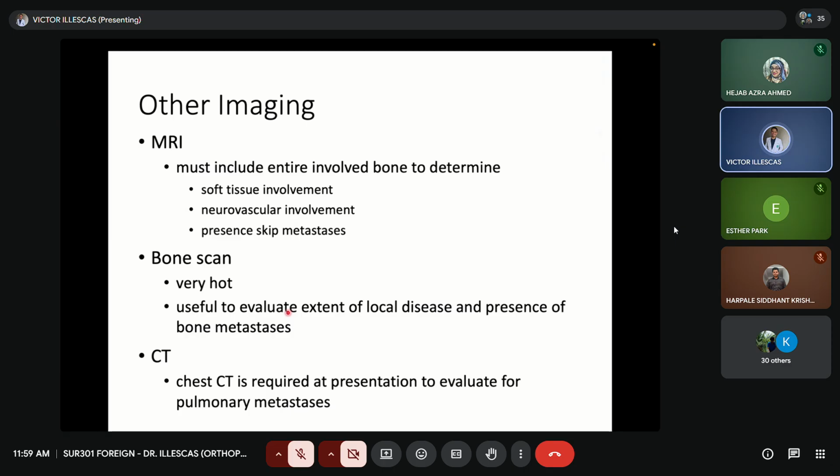You can request for MRI to check for extent of the lesion, bone scan to check if other bones of the body are affected, and chest CT scan with contrast because bone tumors commonly metastasize towards the lungs. So bone tumors metastasize either towards the lungs or other bones or other bony areas as well.